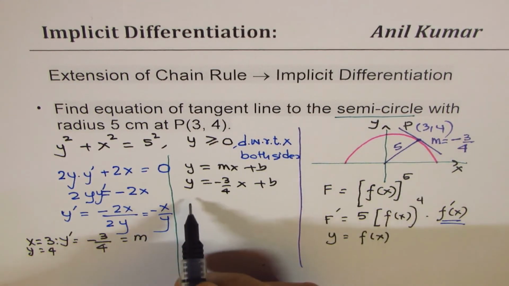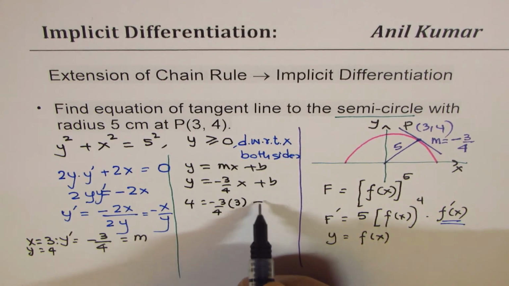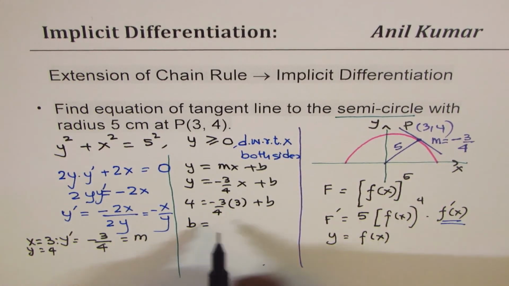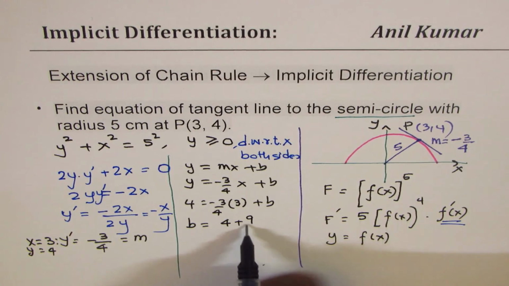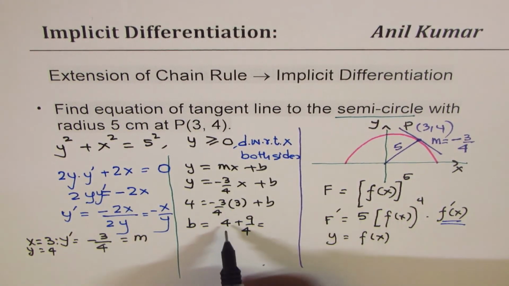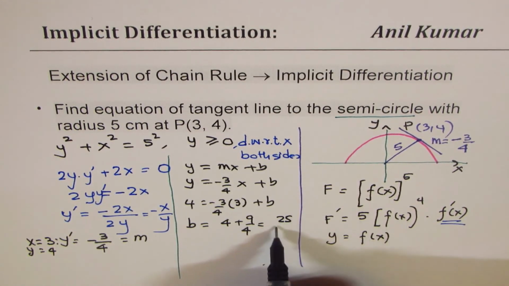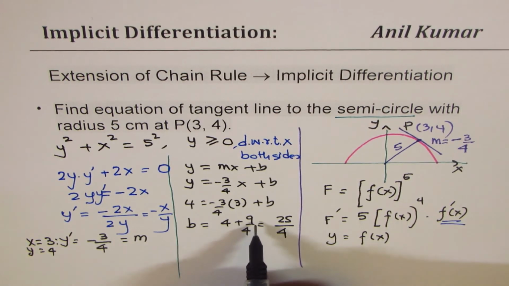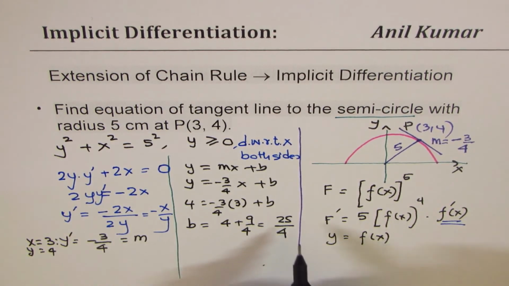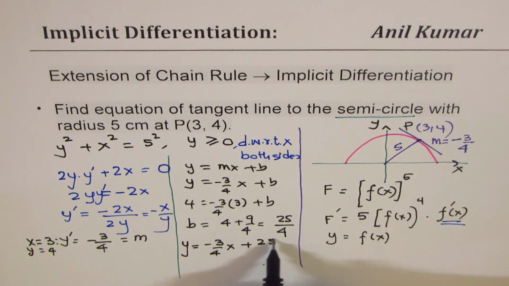Substituting the values 3 and 4, we get 4 equals minus 3 over 4 times 3 plus b, or b is equal to 4 plus 9 over 4. Correct? Taking it to the left side, 4 times 4 is 16, plus 9 is 25 over 4, right? So we get our equation y equals minus 3 over 4 x plus 25 over 4 in slope-intercept form.